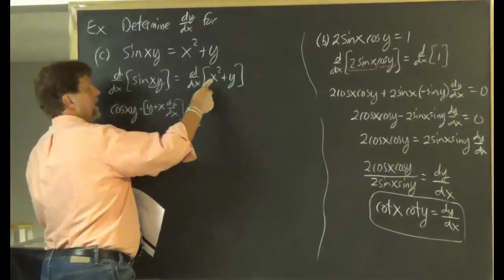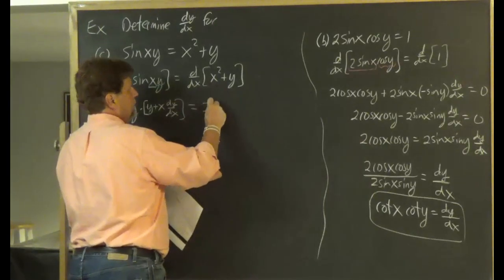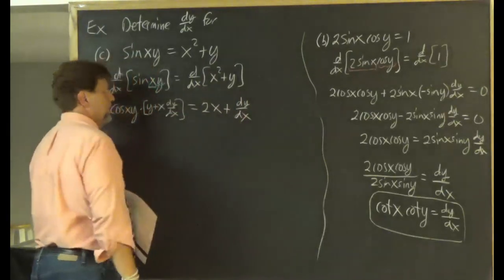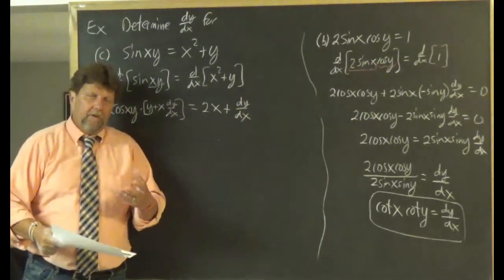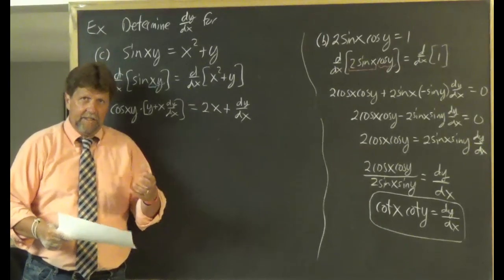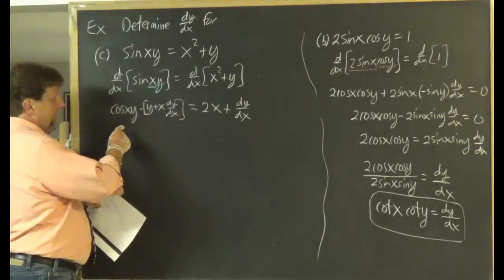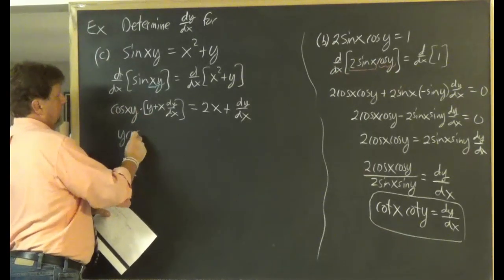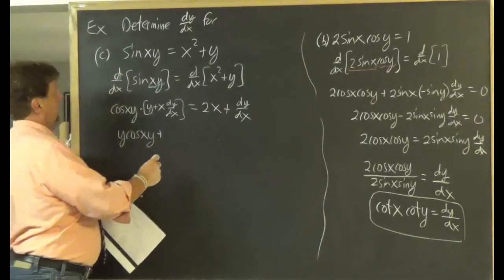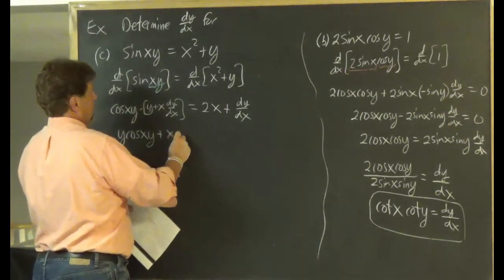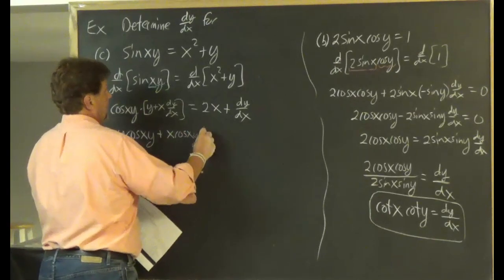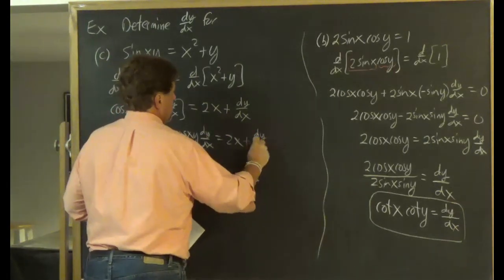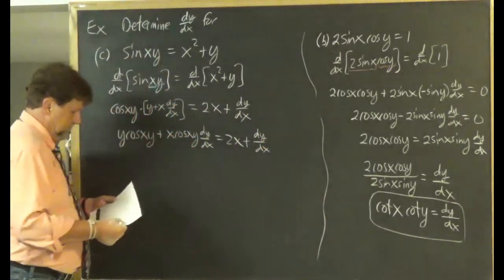All right, over here on the right side, the derivative of x squared is 2x. The derivative of y is just dy/dx. Now we have to solve for dy/dx. We have to get dy/dx by itself. So what I would do right now is distribute this cosine of xy, to have y cosine xy plus x cosine xy dy/dx equals 2x plus dy/dx.